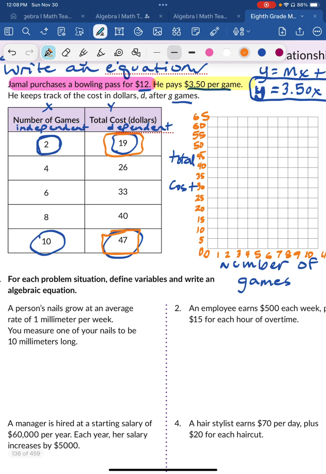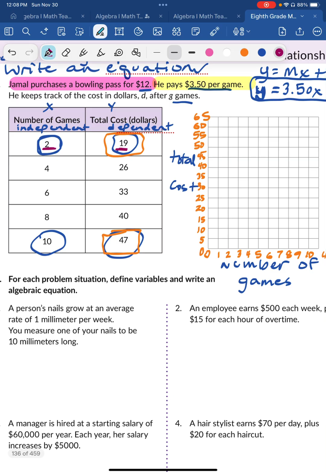So we want to graph (2, 19). 19 would be right here underneath the 20, but 2 on the x. So we're going to go right about here. And then 4 up to 26, so right above 25. 6 and 33, right about there. 8 and 40, right there. And 10 and 47, right about there.